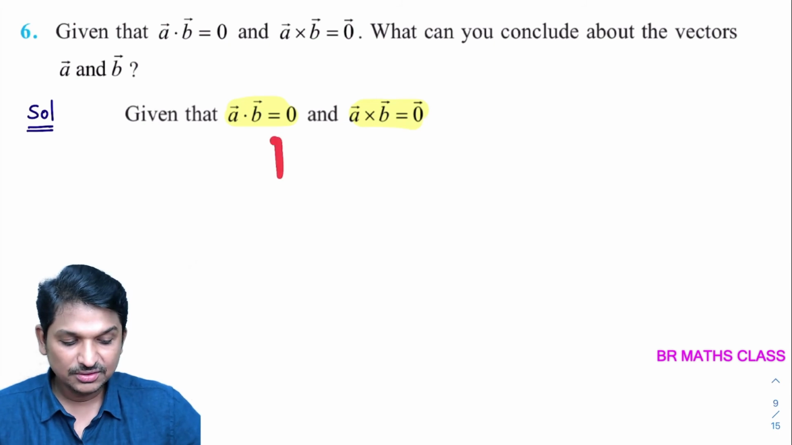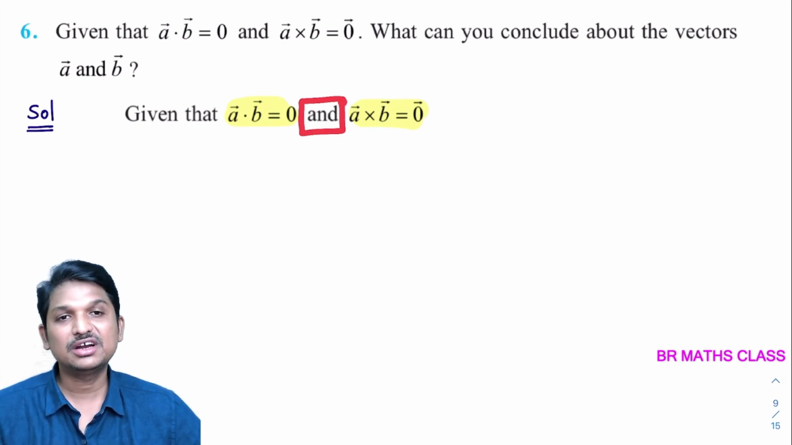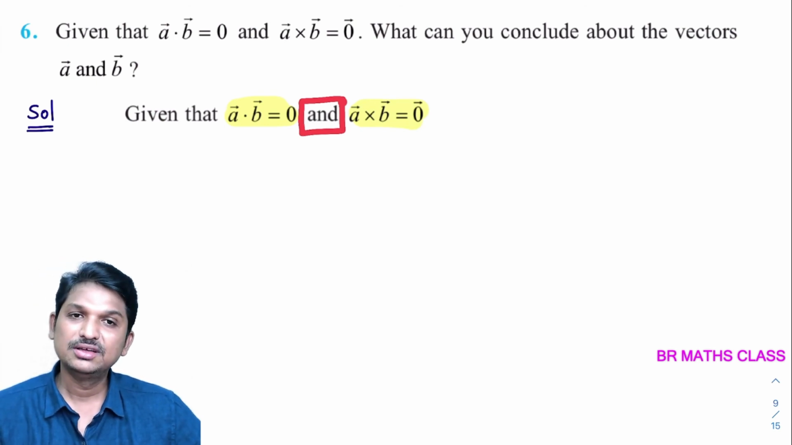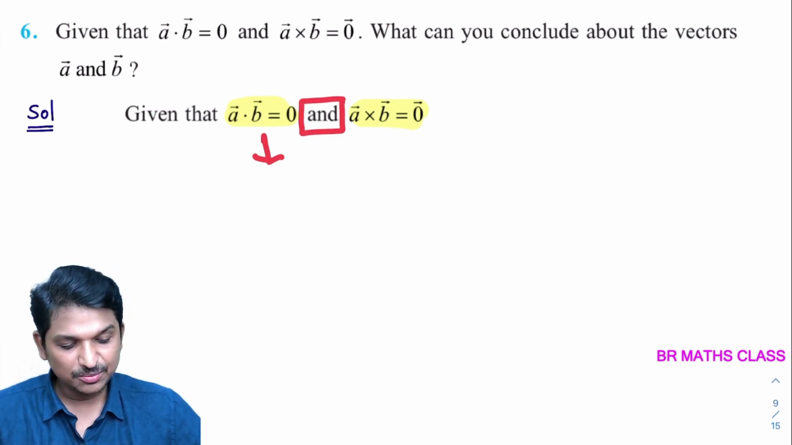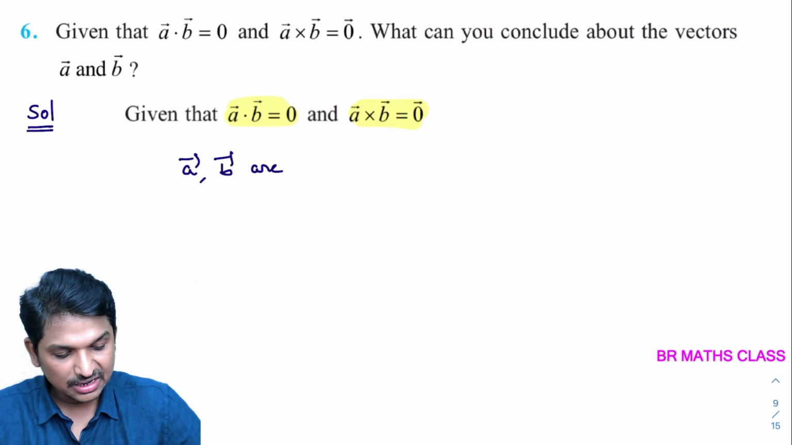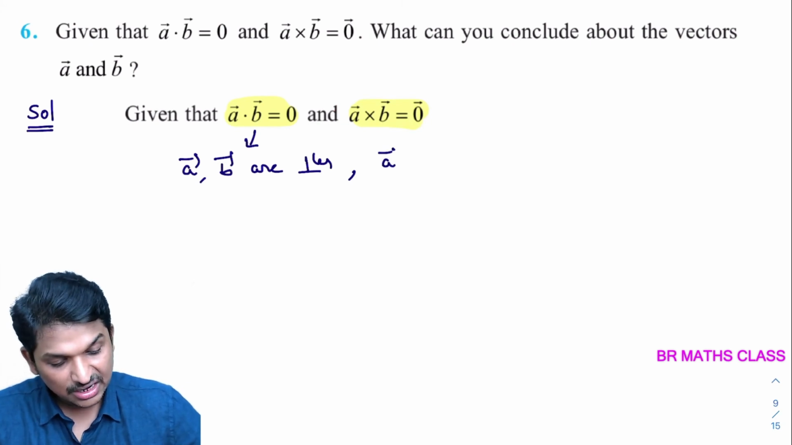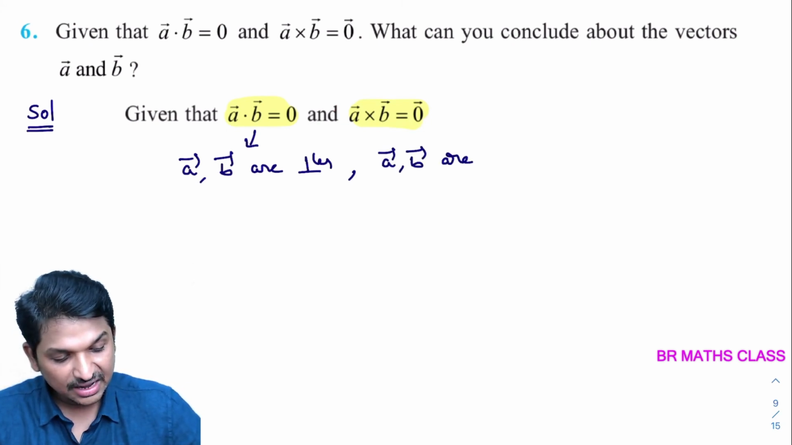Here you observe, this plays an important role. This is not OR. This is AND. Given that a bar dot b bar is 0 and a bar cross b bar is 0 bar, both hold good. For example, a bar dot b bar is 0 means a bar and b bar are perpendicular, correct? And a bar cross b bar is 0 bar means, when the cross product of two vectors is 0 bar, a bar and b bar are parallel, right? So here a bar and b bar are parallel.